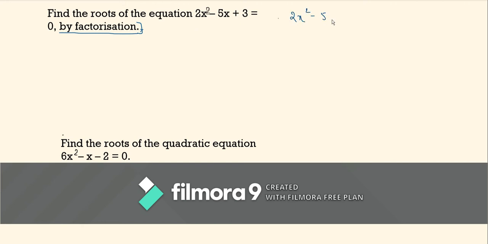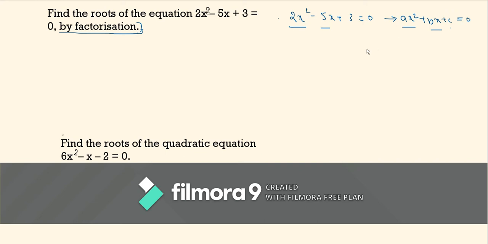2x square minus 5x plus 3, and first of all you have to write the equation in this form: ax square plus bx plus c. This is the first condition, and please keep these points in your mind. First of all, you will check that the equation is in this form or not. So let's check. 2x square is ax square, minus 5x is bx, and plus 3 is c. It's okay. So this equation is following our general equation or standard equation.